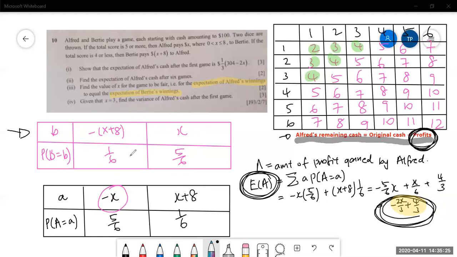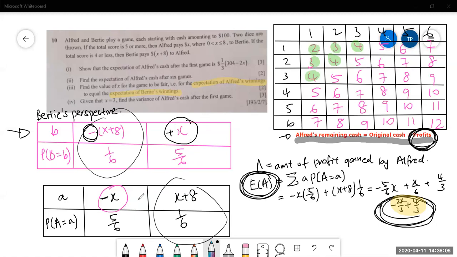Okay, so negative x. Jimmy, explain. This is equal to this. Yes, you're right. It's just that, why is there a negative sign here? Because now this is from Bertie's perspective. It's the same thing. It's just that now it's from Bertie's perspective. That's why it must be minus, because if Alfred plus means Bertie minus. Then if Bertie plus x means Alfred minus x, but the probability should still remain the same. So from here, we got the probability distribution for Bertie's winnings.